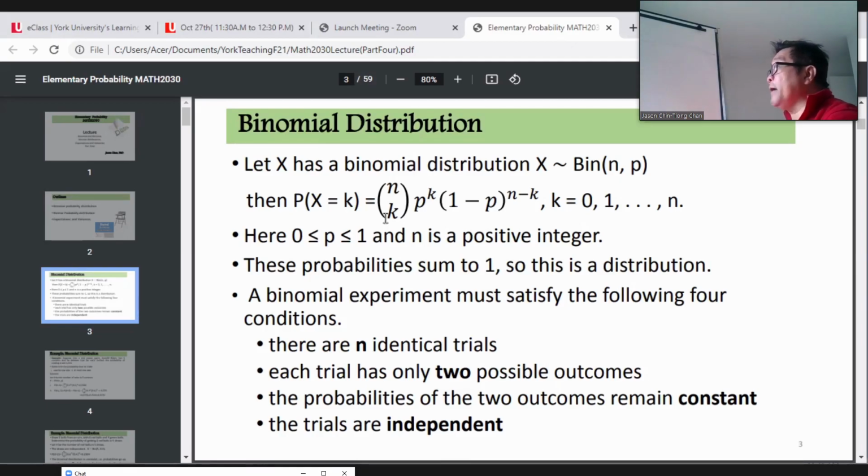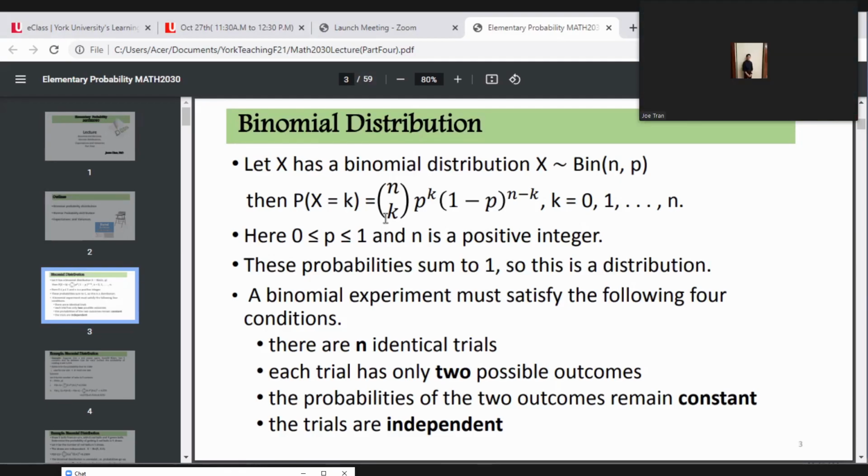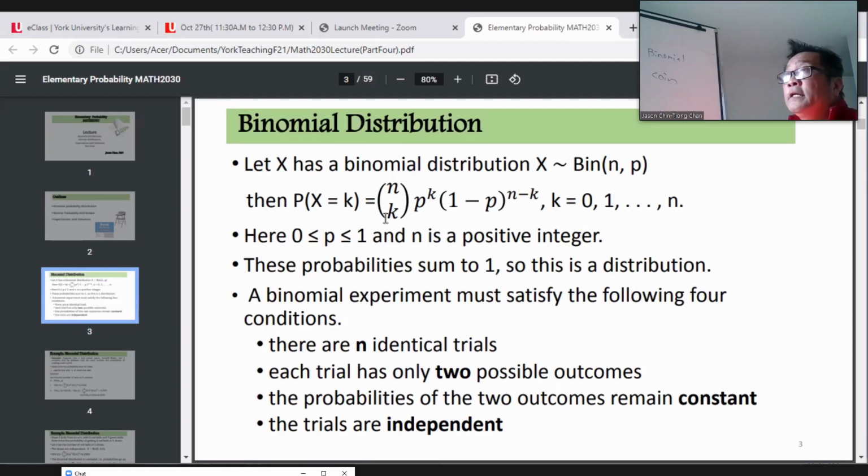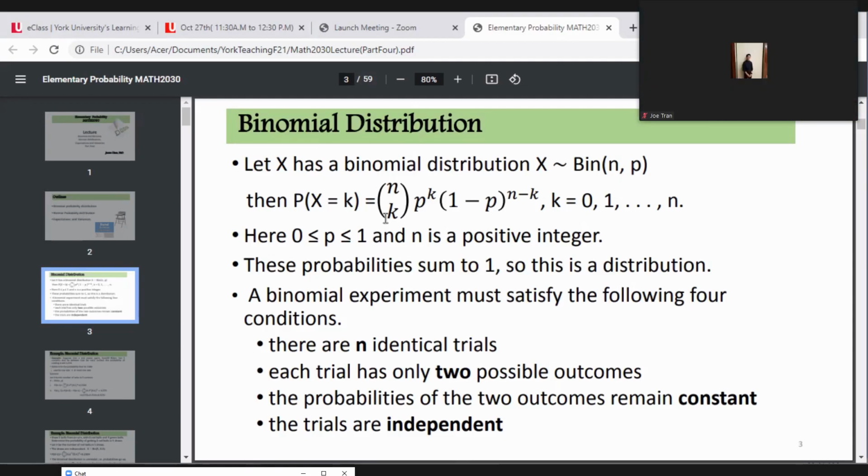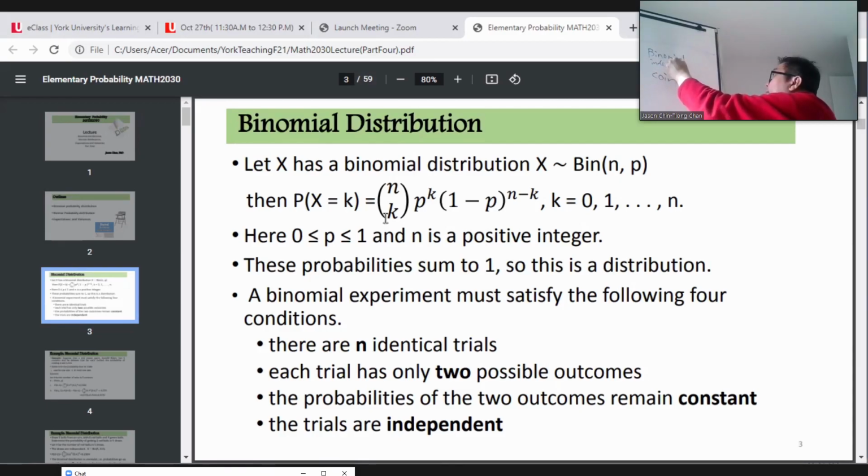A simple example I can give you for binomial is flipping a coin. What do you think about your result the second time? Does it depend on the first time? No. You flip the coin, let's say 3 times. Does the result for the second time depend on the first time? No. This is independent. First, it had to be independent.